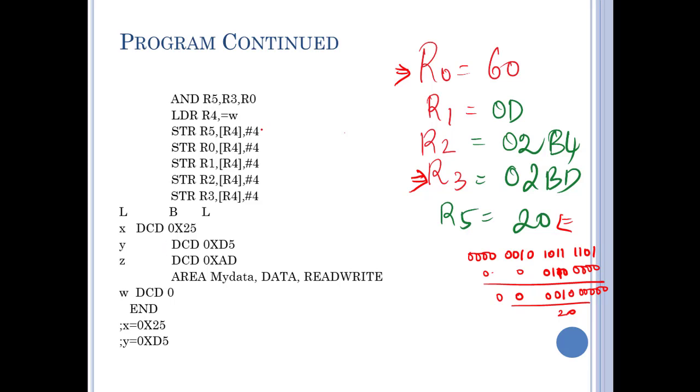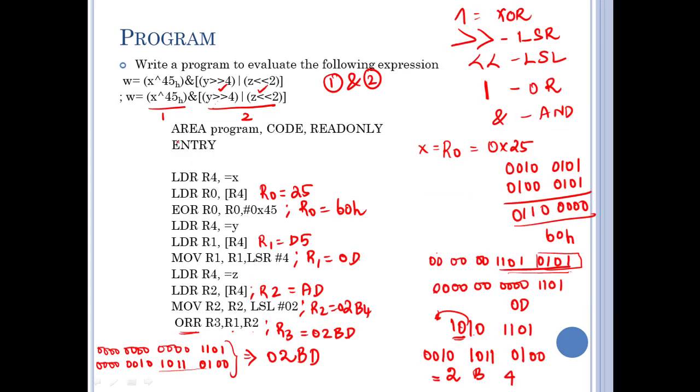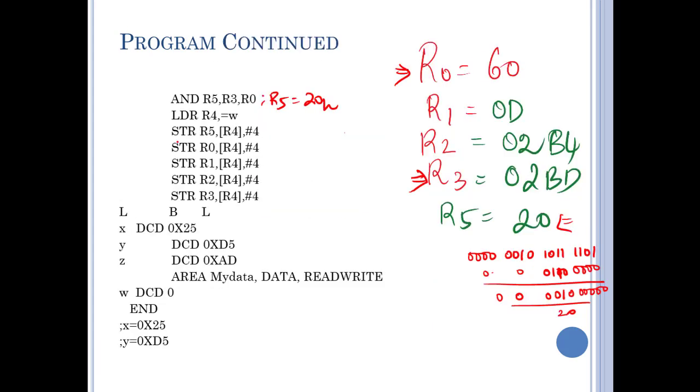After that, the result is stored from your R5, the result 20. Now R5 becomes 20H. Store that in the address pointed out by R4. Till now, in the previous slide, your R4 was pointing to read only memory.